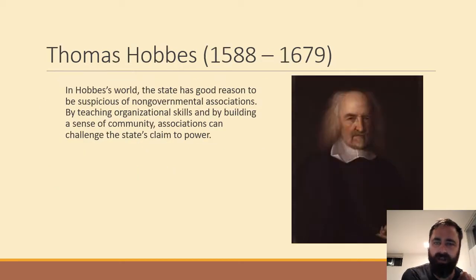So starting out, we have Thomas Hobbes. He lived from 1588 to 1679. In Hobbes' view, the state had good reasons to be suspicious of non-governmental associations. When you are with an association, you learn organizational skills, you build a sense of community, and this challenges the state's claim to power. So Hobbes was a little bit suspicious of associations and what that meant for the power of the state.